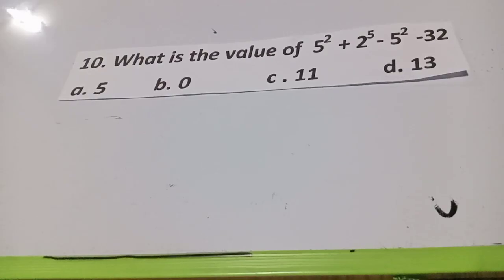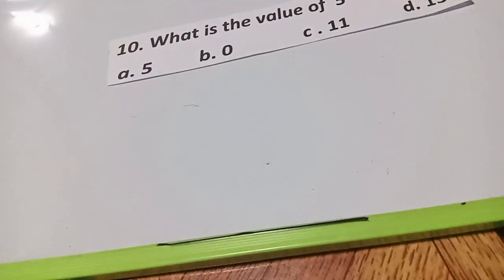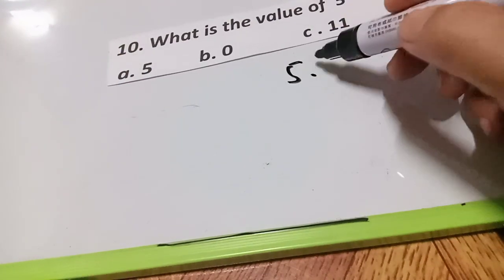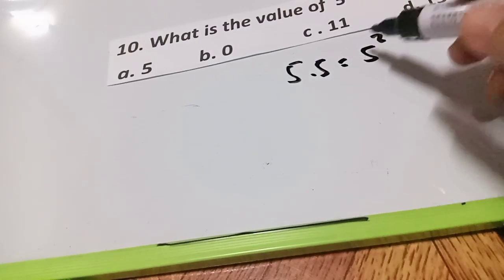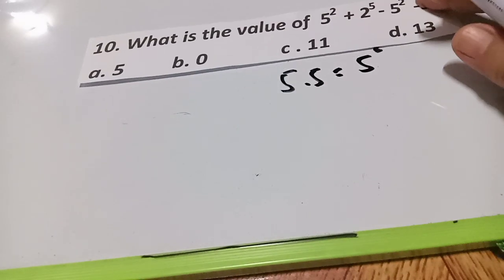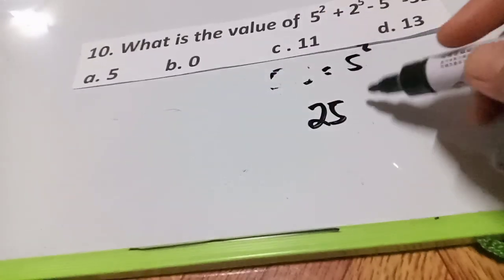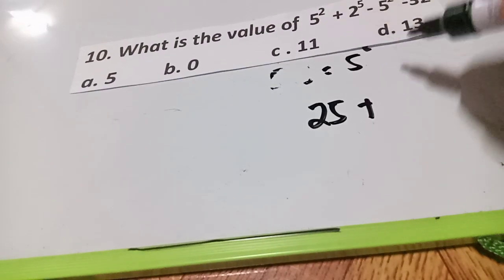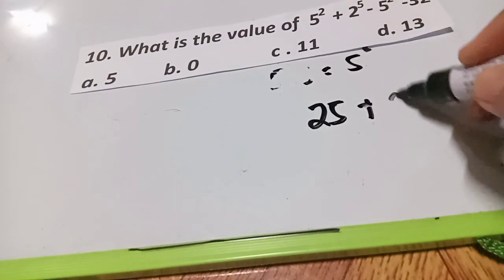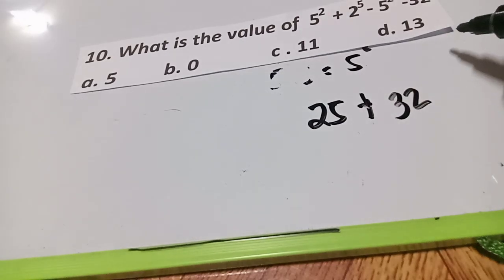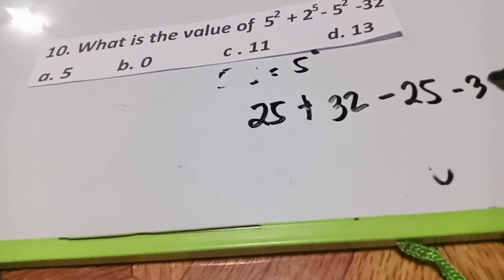What is the value of 5 squared plus 2 to the 5th minus 5 squared minus 32? If you will look at the 5 squared, take note, this is just an exponent. It means to say that 5 squared is 5 times 5, right? So, let's try to expand this one. This will become 25. And then 2 to the 5th is 2 times 2 times 2 times 2 times 2. This will become 32. Right? And then 5 squared again will become 25 minus 32.